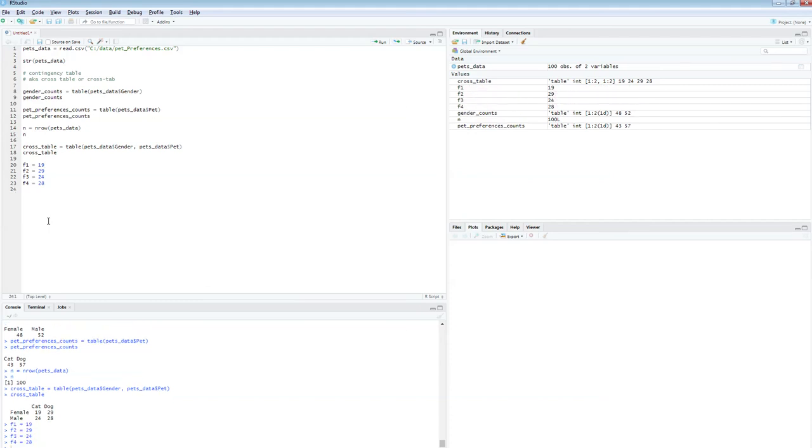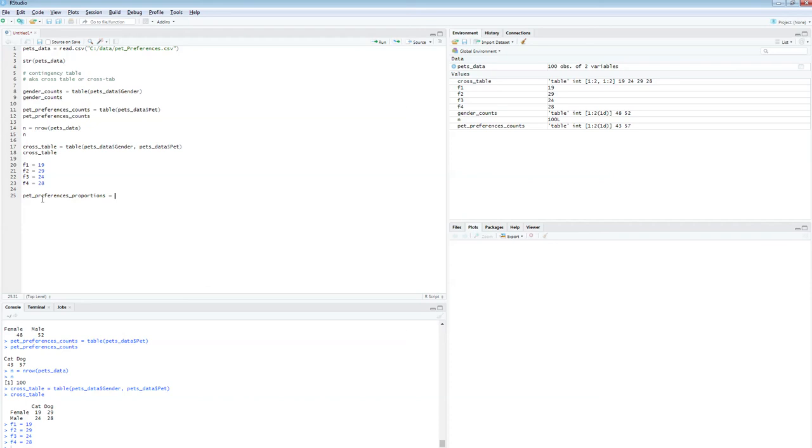So now I'm going to run that. Now let's see what the expected frequencies are if the null is true. First of all, let's calculate the percentage of cats and dogs. I know that these are my counts right there, so I have pet preference counts right here. I can calculate pet preference proportions, percentages.